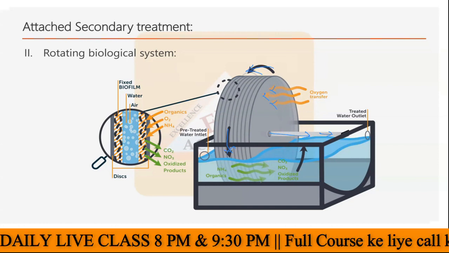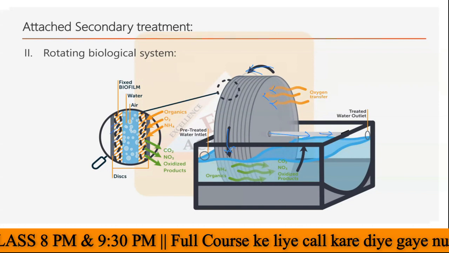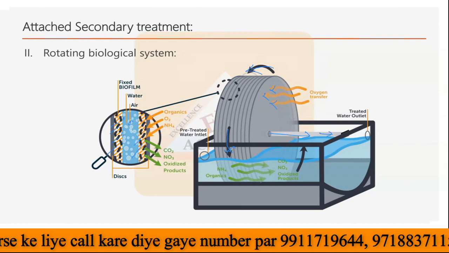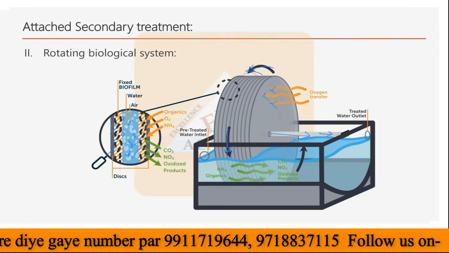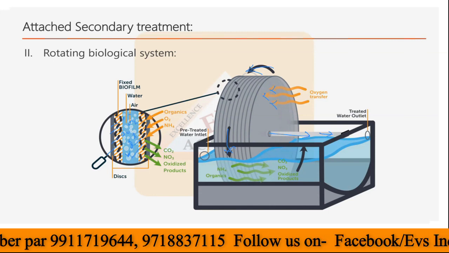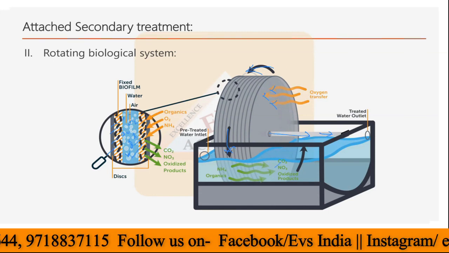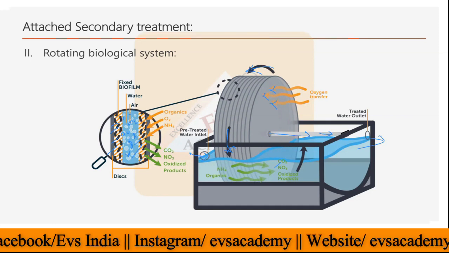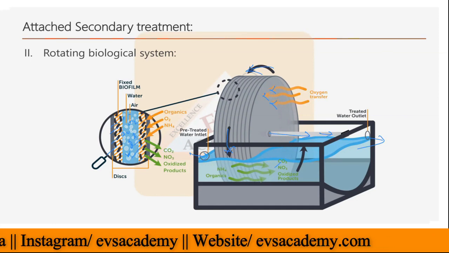And in this way, when it is coming out, it has a biofilm which contains the microorganisms. The air is present in the atmosphere. The water which is attached to it, the microorganisms will eat all the organic materials, and the water will slowly be treated, and ultimately from this particular side the water will go out. So this is the rotating biological system type of reactor.